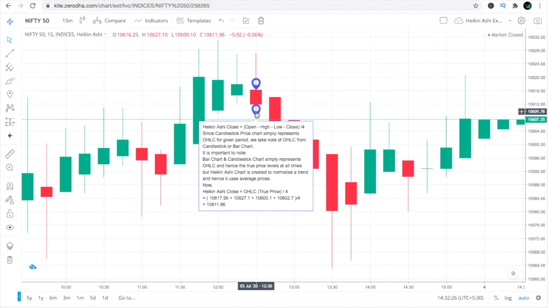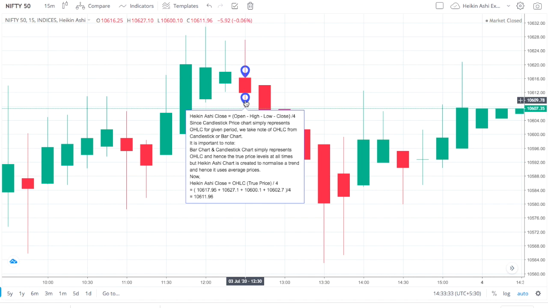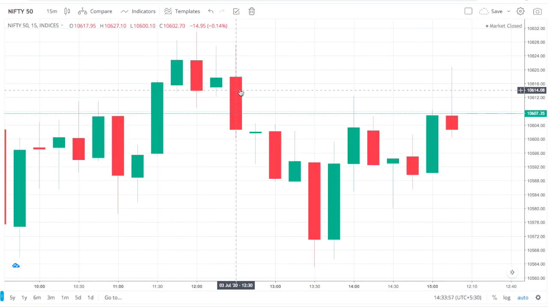Since a candlestick price chart or bar chart simply represents OHLC for a given period, we take note of OHLC from the candlestick or bar chart. It is important to note that the bar chart and candlestick chart simply represent OHLC and hence reflect the true price levels at that given time. But the Heikin-Ashi chart is created to normalize a trend and hence it uses average prices. Therefore, to calculate the closing price, which is the average, you will have to consider the real prices, which will be reflected by the candlestick or the bar chart.